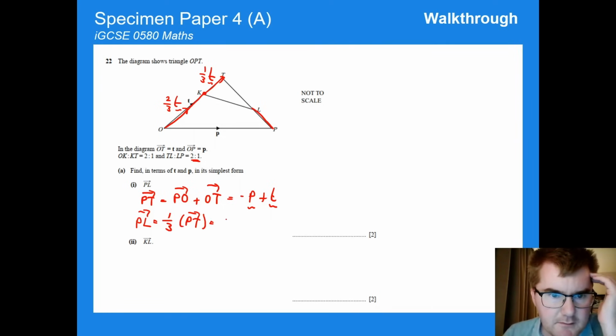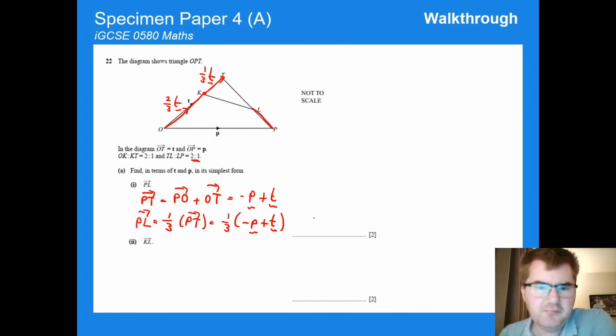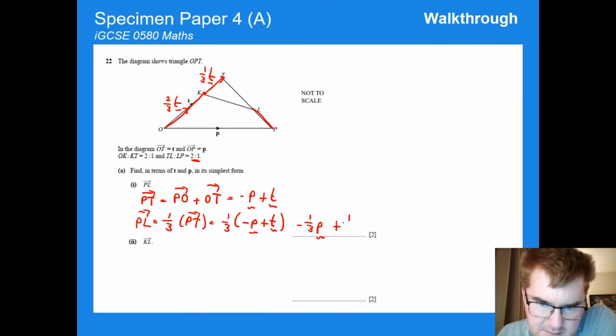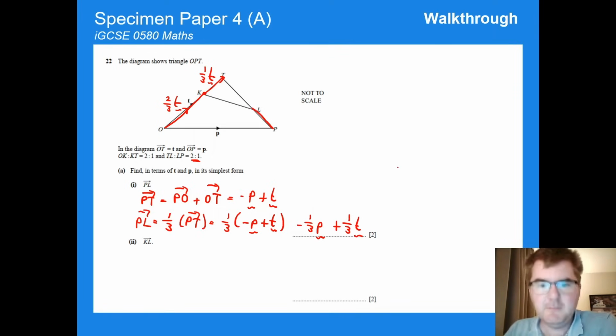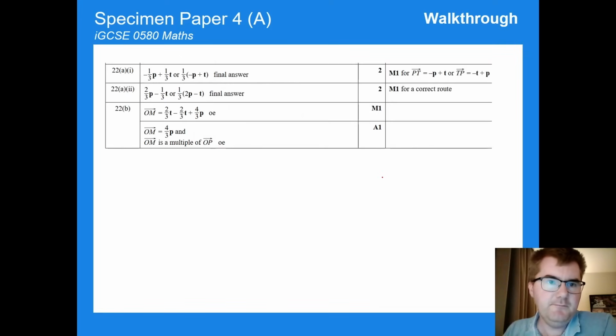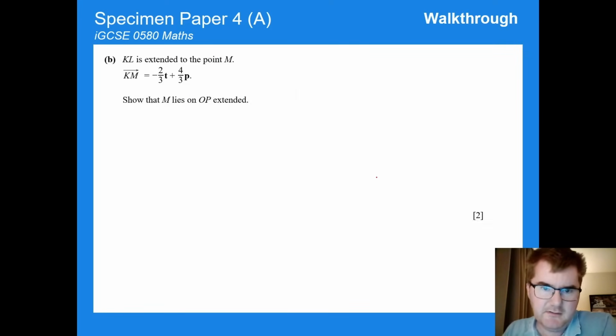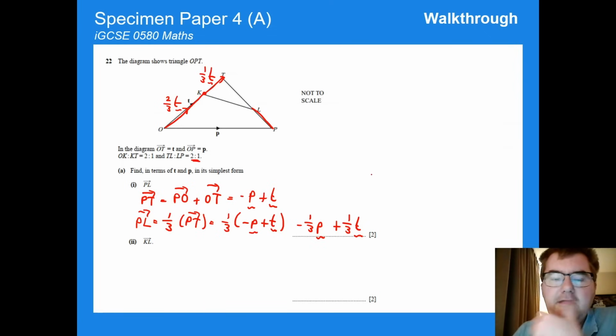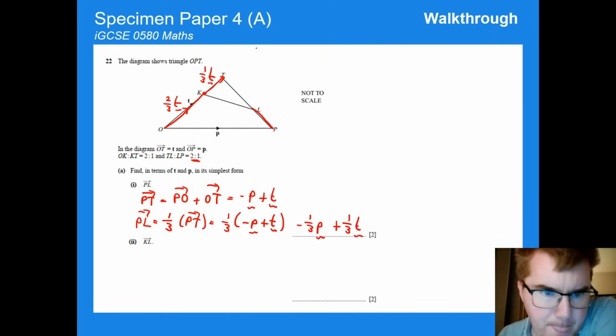So we get 1/3 of minus P plus T, which we could expand out here, which it probably wants us to do. So that gives us this. So minus 1/3 P plus 1/3 T. Yeah, again, both answers are absolutely fine here. And now we want to work out KL. Okay.